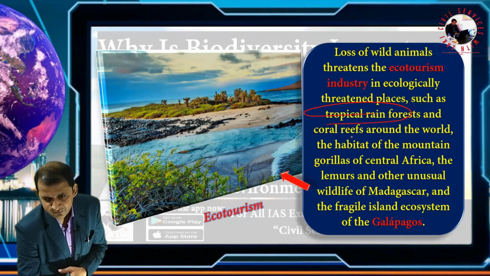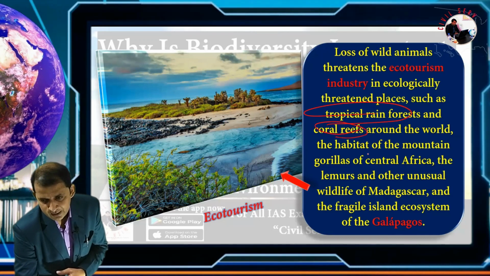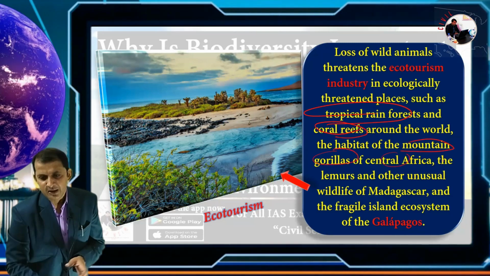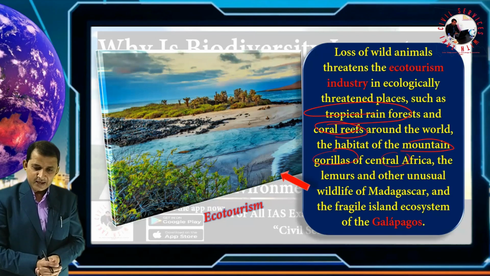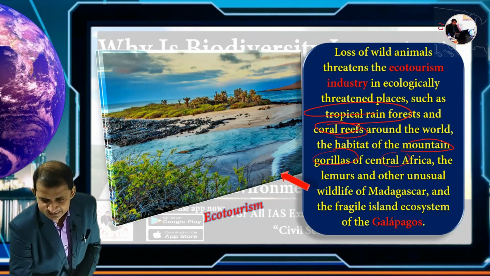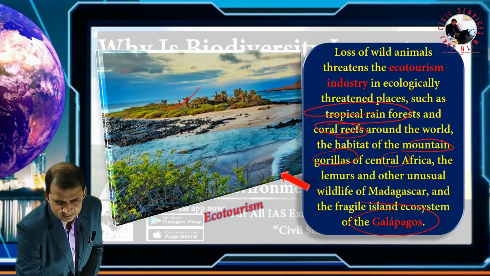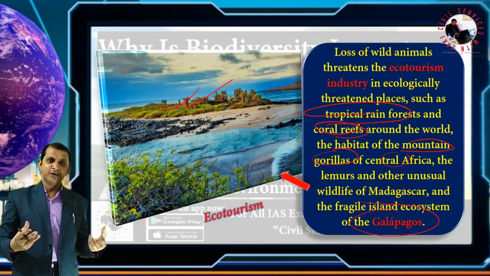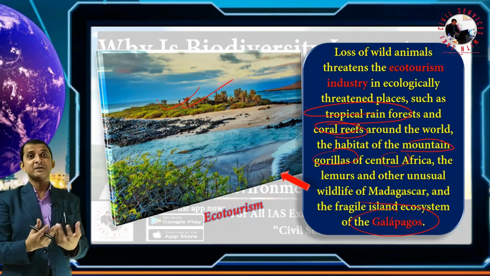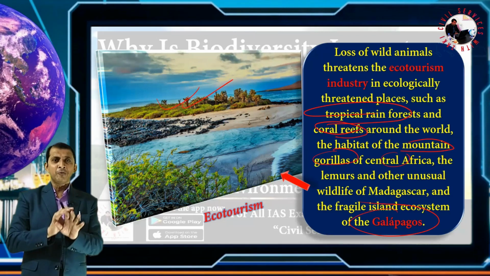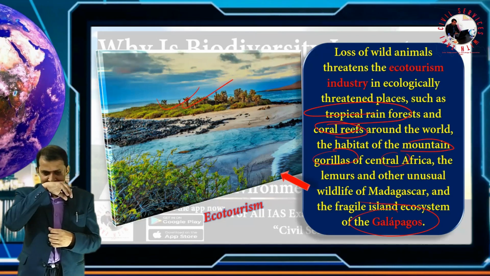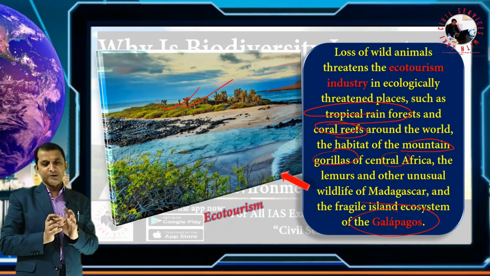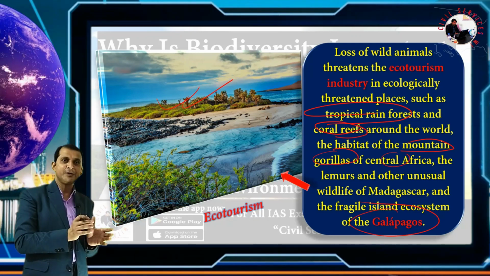If you see the tropical rainforest, coral reefs, mountain gorillas in Central Africa, lemurs in Madagascar, and, as you know, the fragile island ecosystem of the Galapagos. The Galapagos Islands are very fragile. You can find various new species that are not found anywhere else in the world. So that's why it is very significant for ecotourism to maintain biodiversity.